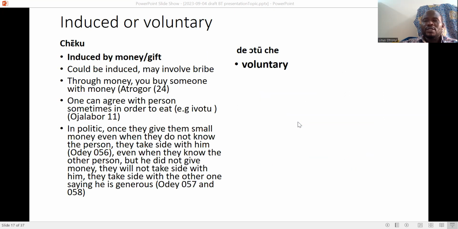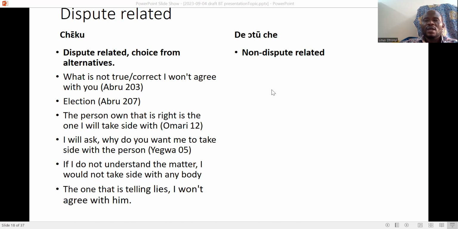The second variable is whether it is induced or voluntary. For cheku, it can be induced by money or gifts. Dotuche is voluntary. These are some of the data that are relevant to these variables. Another variable is dispute-related. Cheku mostly happens in a dispute-related event where a choice is to be made from an alternative, where you have an option to choose from. Dotuche is non-dispute related.